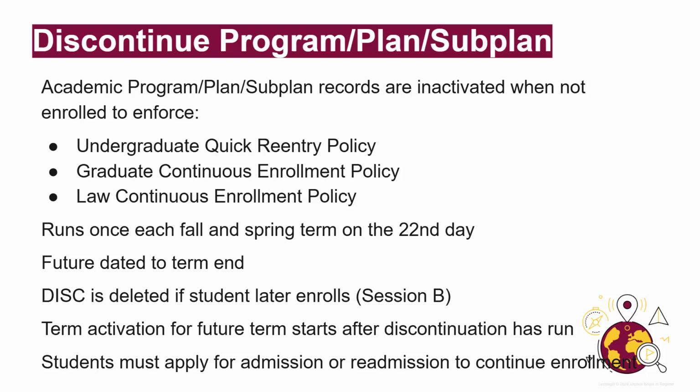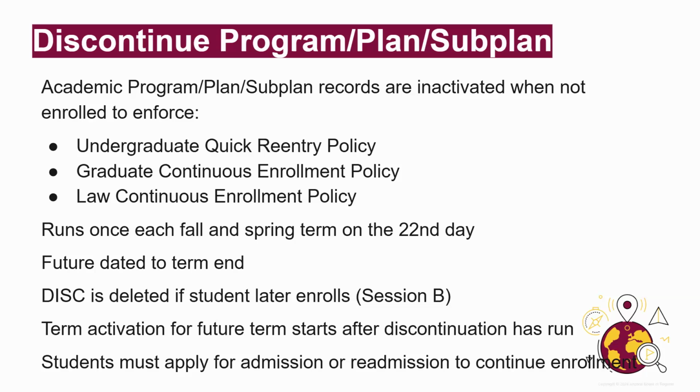But we run discontinuation on the 22nd day of every fall and spring term. We only run it once. If the student doesn't need to be discontinued at that moment on that day, we don't discontinue them. There's some large populations, we come back the next term and we clean it up. But usually academic record changes, administrative changes after the fact cause some students to fall through. They're still active even though they shouldn't be.